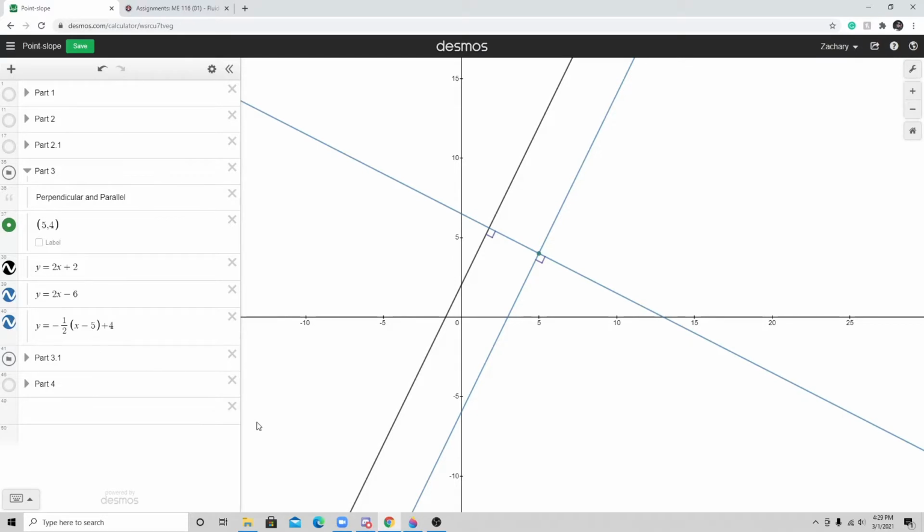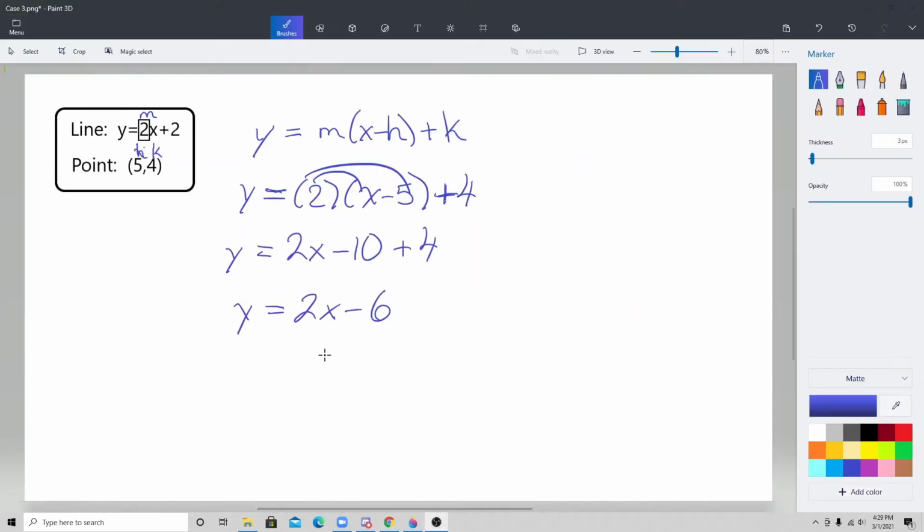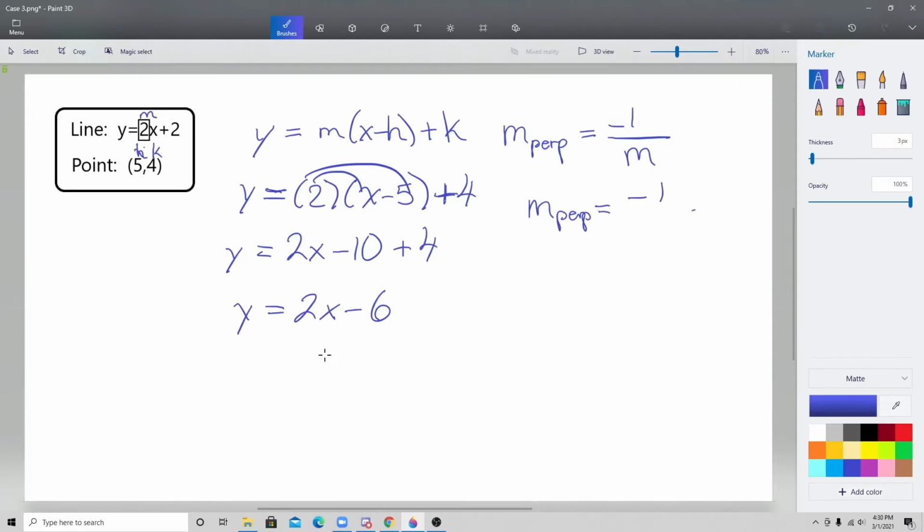Perpendicular slopes can be found by taking the negative inverse. To find the perpendicular slope, we just plug in the slope that we got already. You don't have to write that subscript, that's just something I'm doing. It's -1 over 2. And so your new slope is going to be -1/2.